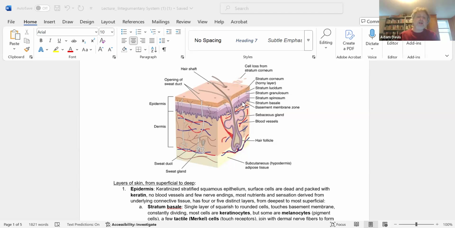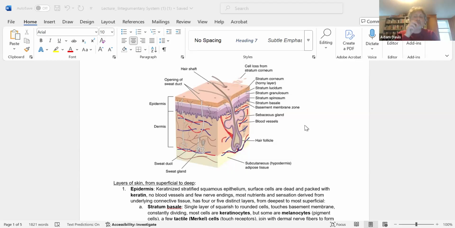Now, for the most part, the nerve endings in skin are down in the dermis, not in the epidermis. But you do have a couple of sensory receptors in the stratum basale. Those sensory receptors are called tactile cells or tactile discs.